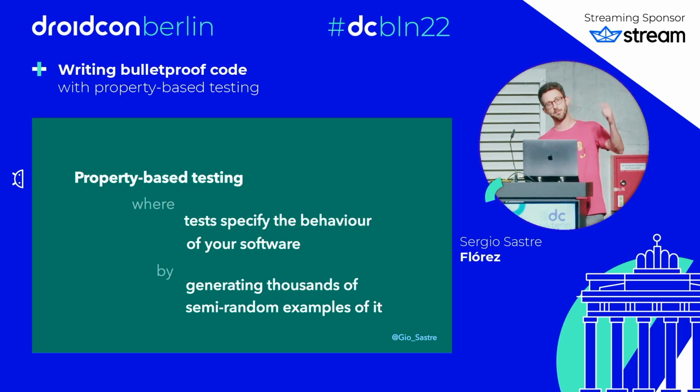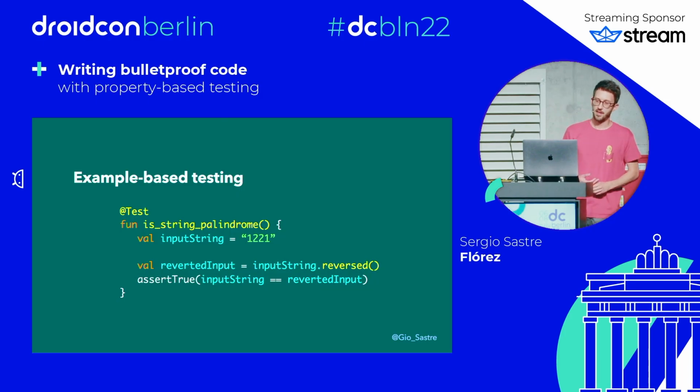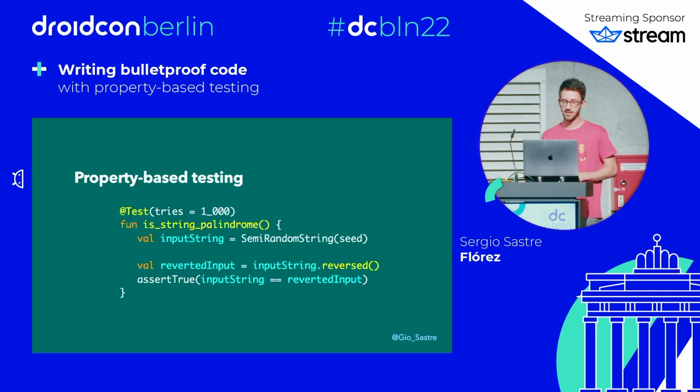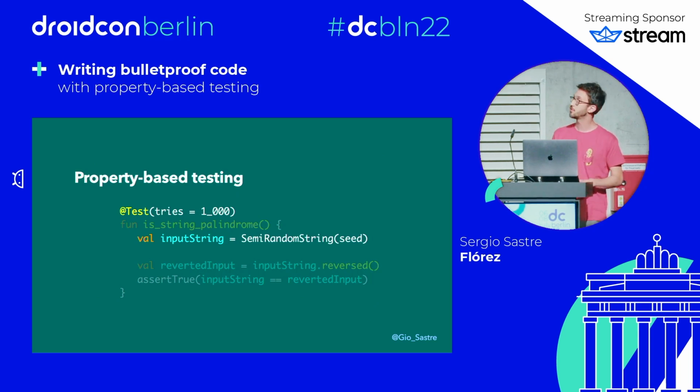So if we go back to our palindrome example, the property test counterpart will look like this. The main difference is that on every run, we're generating 1,000 new strings. And these strings are semi-random. They are based on a set, they are not picked. So if we run this test 10 times, it will validate 10,000 strings, because it doesn't generate the same values on every run.